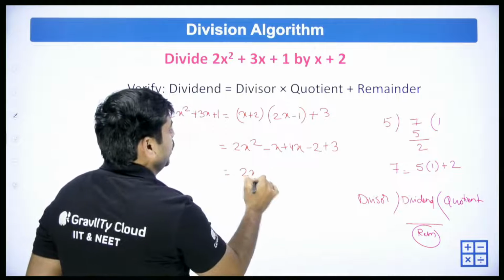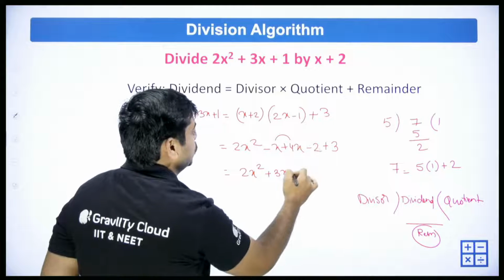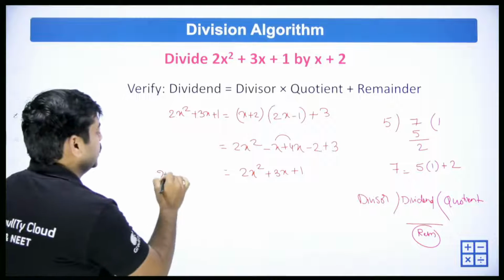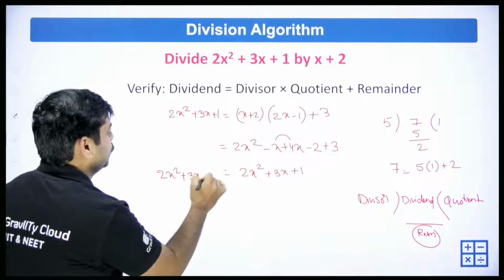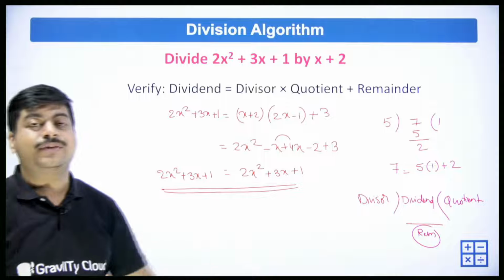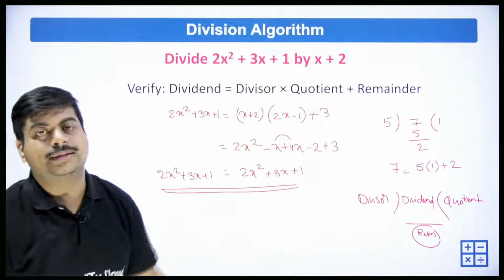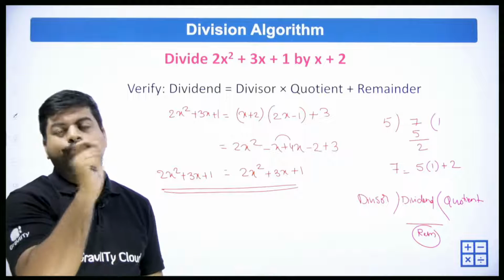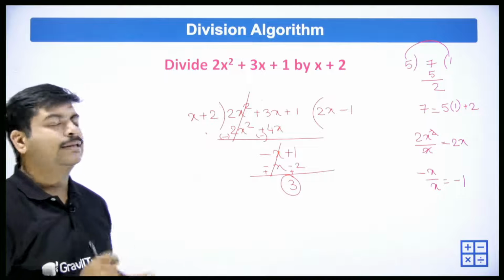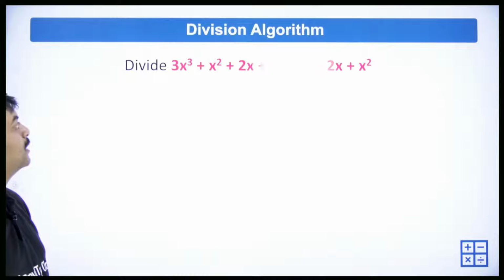So we get 2x square plus 4x minus 3x is plus x, 3 minus 2 is 1. So what we got? We got the same answer, which is 2x square plus 3x plus 1. We got the same answer, and hence we can say that it is valid even for polynomials. Let us discuss one more question, how to divide, because the one which you learned might be very simple, but let's move forward with one more example of the same thing.